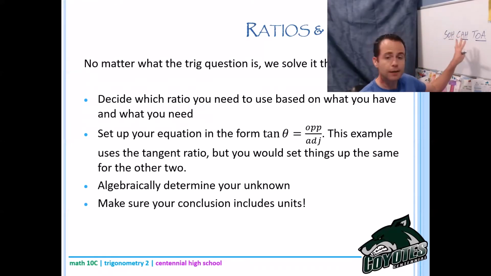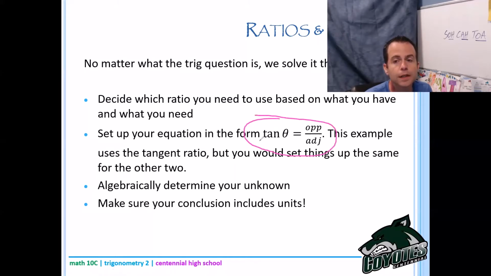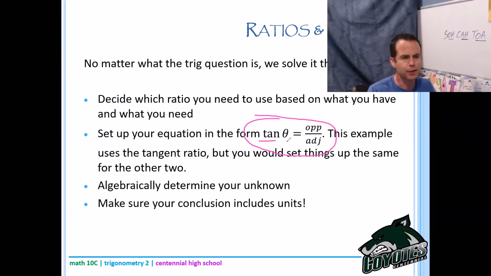this is how I try and figure out whether I'm going to use the tangent ratio or whether I'm going to use the sine ratio or whether I'm going to use the cosine ratio. Then you set up your equation, and your equation is always set up like this. It's always tan of the angle. Now, just for clarification, it doesn't have to be tan, right? It could be sine or it could be cosine. But you always start with that trigonometric ratio.